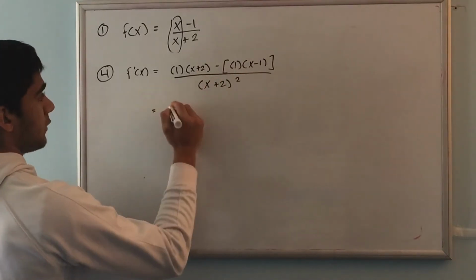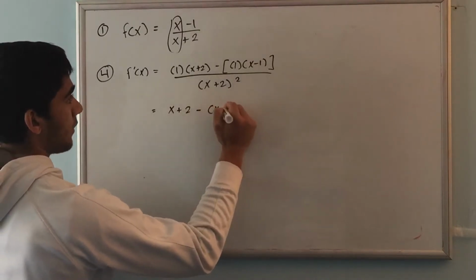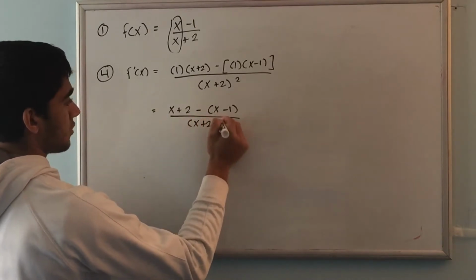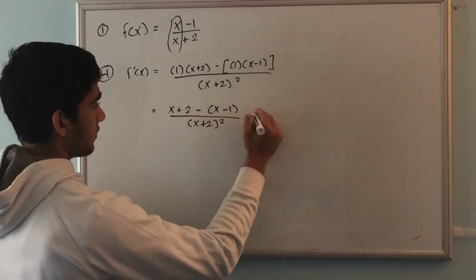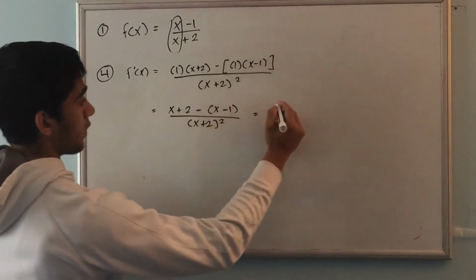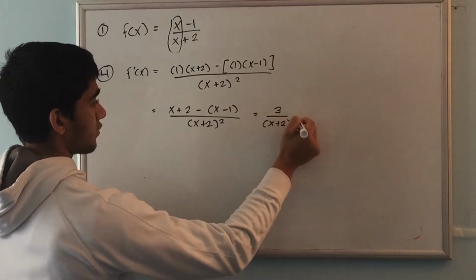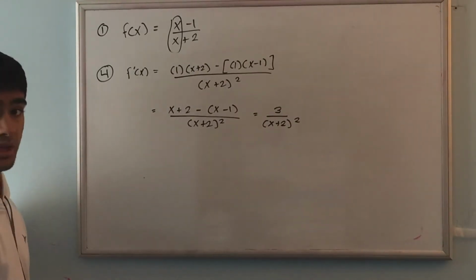If we simplify this, we get (x plus 2 minus x minus 1) all over (x plus 2) squared. Notice that the x's will cancel out, so this would be equal to 2 minus 1, which is 3, over (x plus 2) squared. So 3 over (x plus 2) squared is the derivative of f of x. And remember, we want to set this equal to 0 to find the x coordinates, so we can use the number line test to test for the intervals of increase and decrease and the min or max.